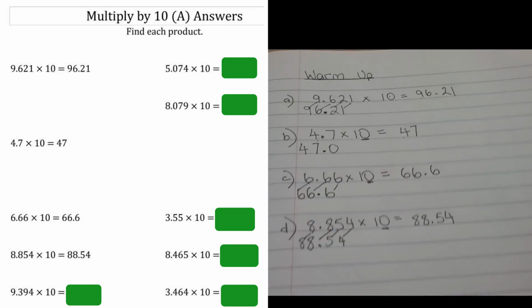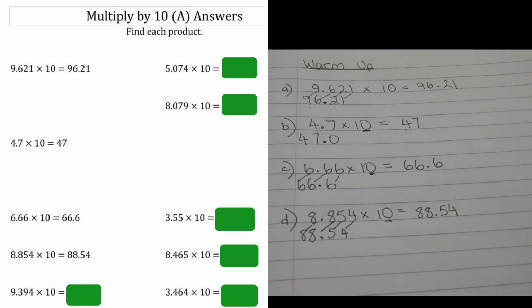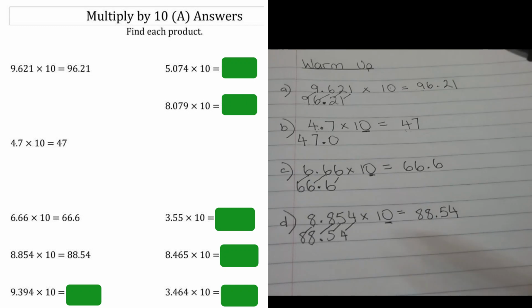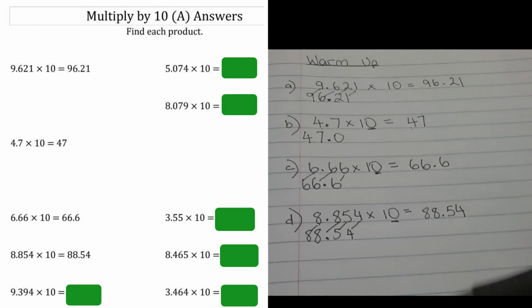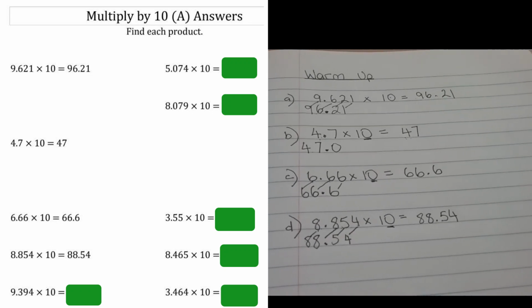What I want you all to do for the rest of your warm-up is solve the other problems that are on the left-hand side of your screen. I know they're not lettered, just put a letter next to them like I have done and continue working through them, and then we're going to move on to the discover portion of the lesson.